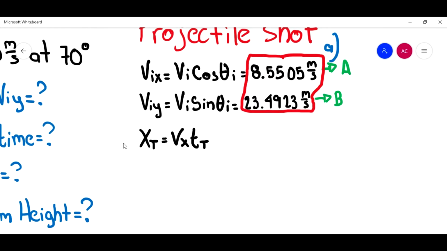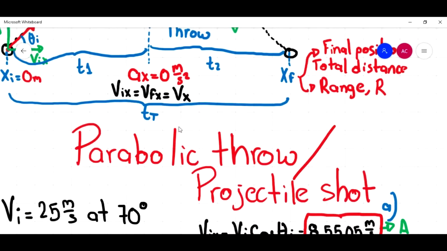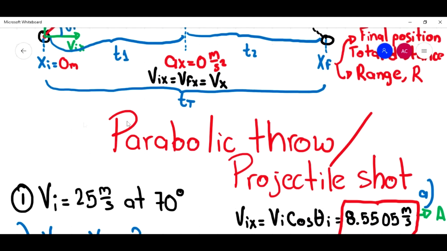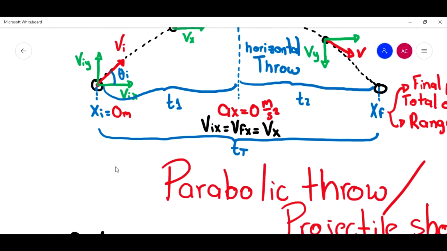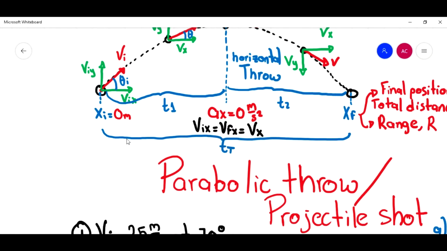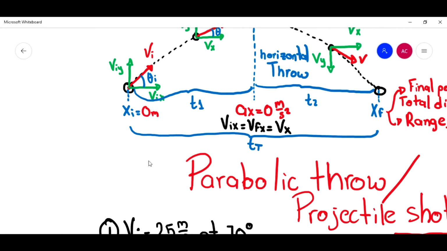I need the total time, not time 1 and not time 2. And just like in vertical throw, I hope you remember. If you don't remember, I recommend you watch that video. Just as in vertical throw, time 1 equals time 2, and total time equals time 1 plus time 2. On paper, I mean theoretically, of course, because that is not going to happen in the real world, since there are more variables.